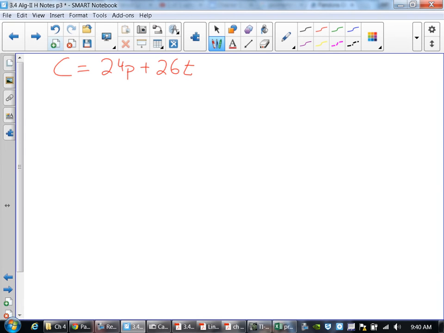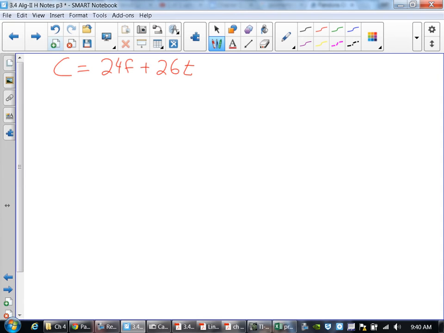I'm using P and T for... wait, it should have been F. Sorry. I'm using F for first and T for tourist. Okay, so now I'm going to go through the rest of my constraints.